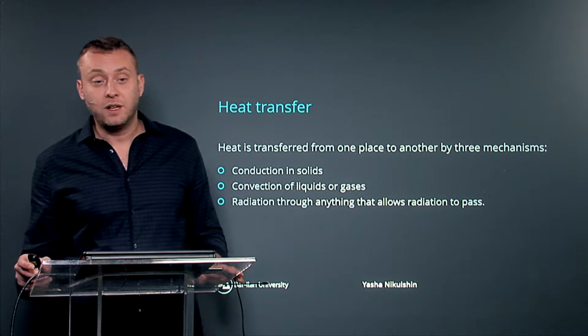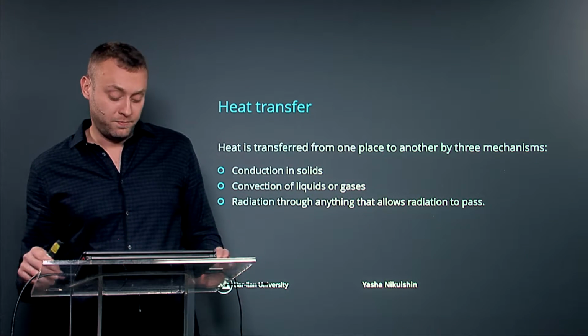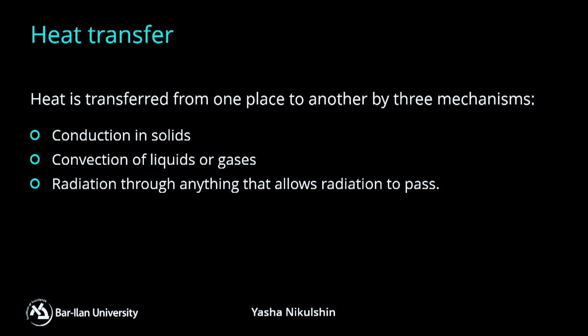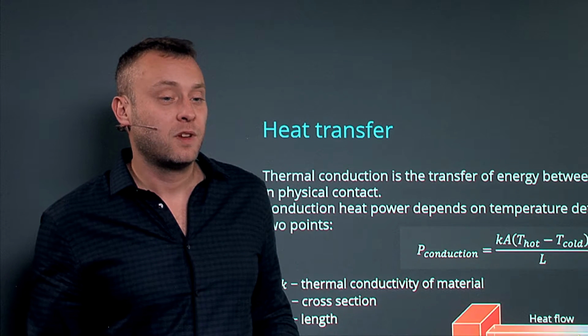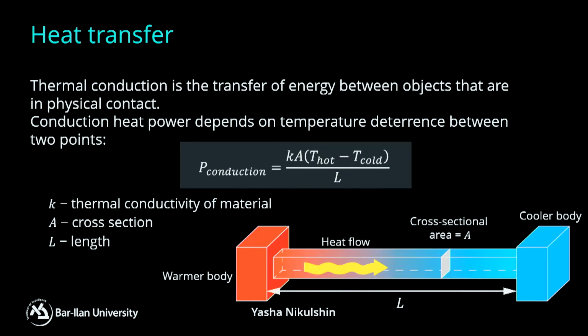So let's understand how the heat is transferred. There are three main mechanisms of heat transfer: conduction in solids, convection in fluids or gases, and radiation through anything that allows radiation to pass. Thermoconduction is the transfer of energy between objects that are in physical contact. If something hot touches something cold, the heat transfers from hot to cold. It's proportional to cross-section, length, and of course the property of materials.